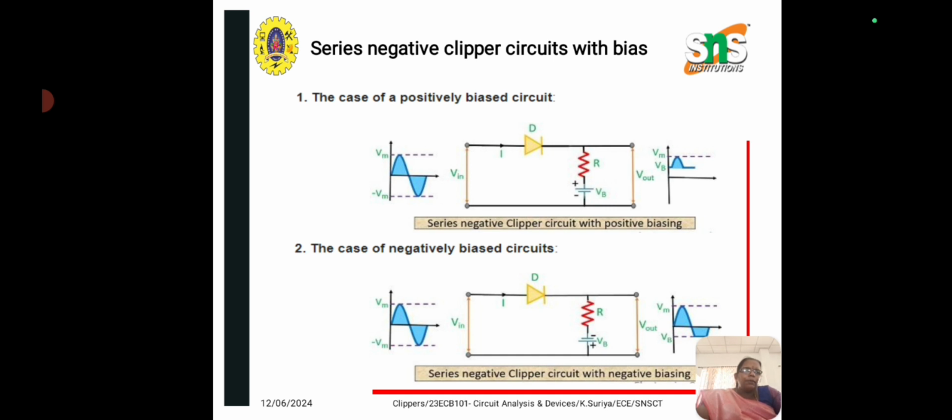But as the supply voltage becomes greater than the battery potential, the diode will now become reverse biased and hence conduction stops. Ultimately, no signal appears for that portion of the input waveform at the output.